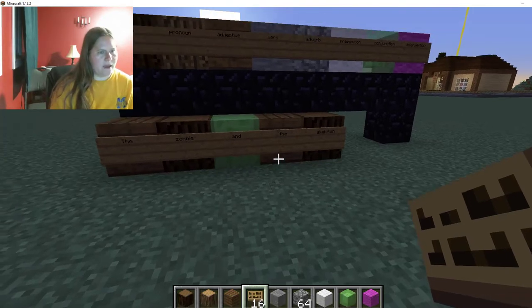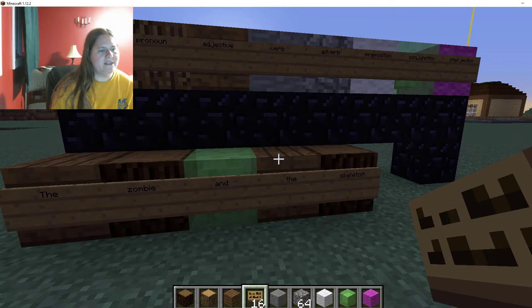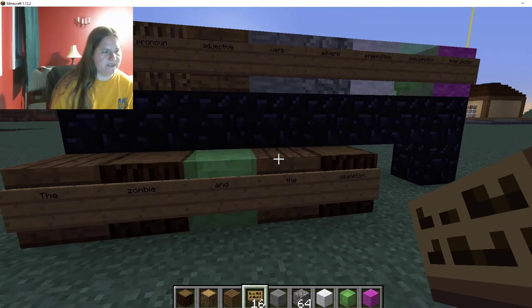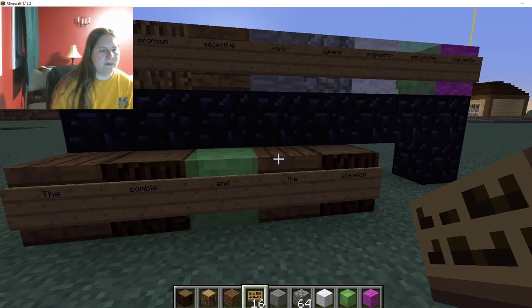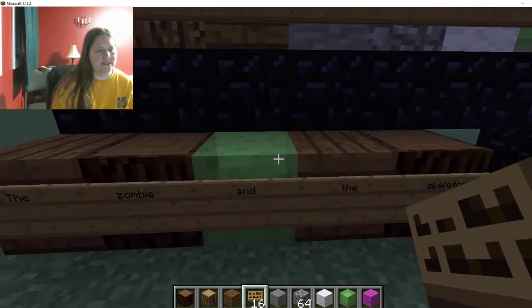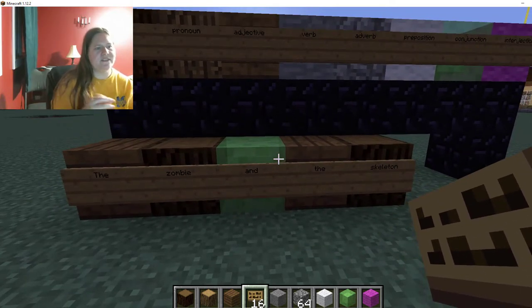Hello, today I am here modeling sentences that use conjunctions. So I am representing a conjunction with this green slime block because the slime in Minecraft is something that you can use to stick things together.